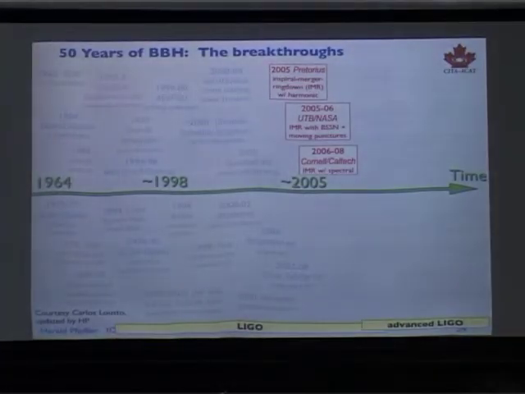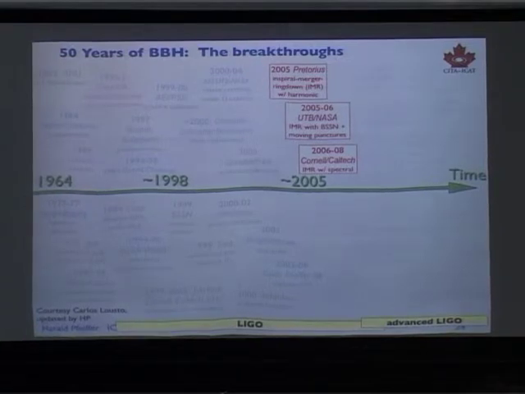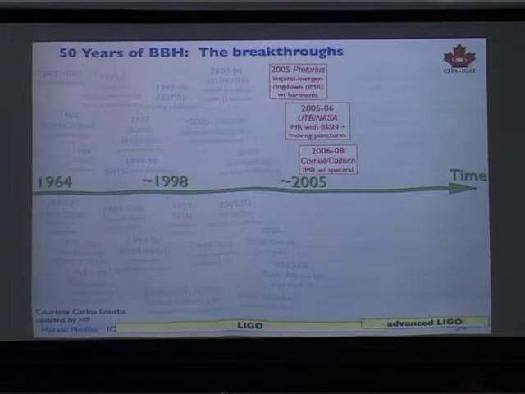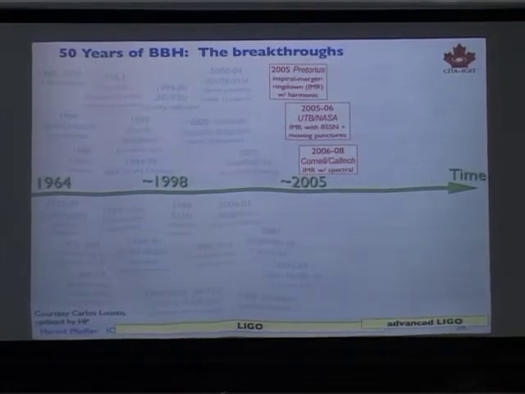Then, of course, the big boom happened in 2005 and 6, where first Pretorius showed us how to do black hole simulations by essentially putting together all these pieces that had been developed, in a very ingenious way. University of Texas Brownsville and NASA Goddard achieved black hole simulations with completely different techniques about half a year later. And we at Cornell and Caltech found that we could essentially reuse the whole setup of Franz Pretorius and plug it into our spectral code, and also get going within a couple of years thereafter.